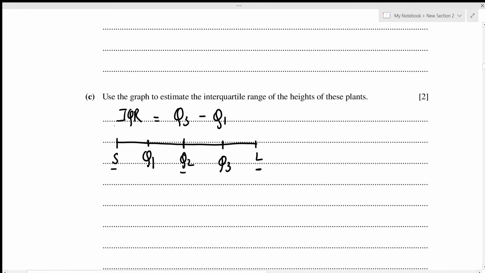So this just means that this is at 0%, that's 25, that's 50, that's 75, and the highest value is obviously the 100% one. So we need to figure out Q3 and Q1.